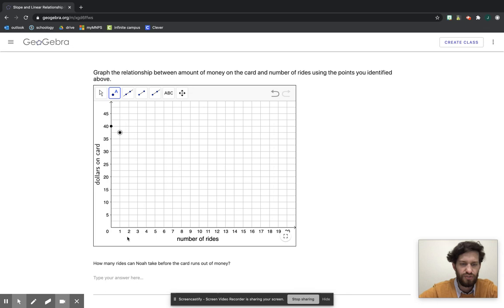So let's see, 2 rides, he's going to have $35. See where I found 2 rides down here? And then I put my point right at $35. So I can use this line tool, the third tool from the left, drag it between a couple of my points, and I can graph my line.